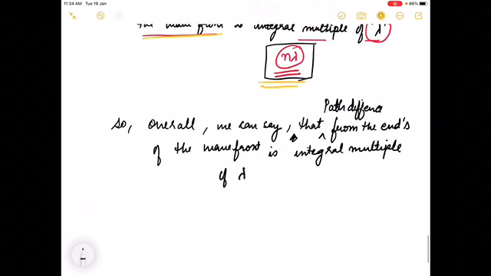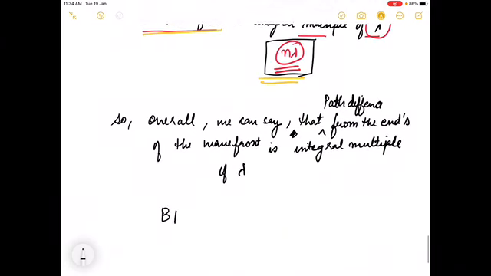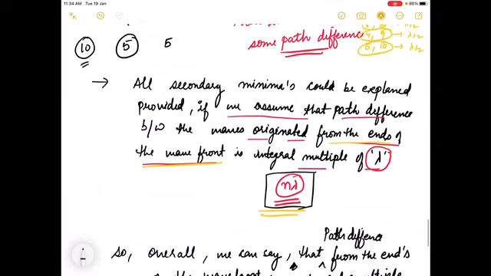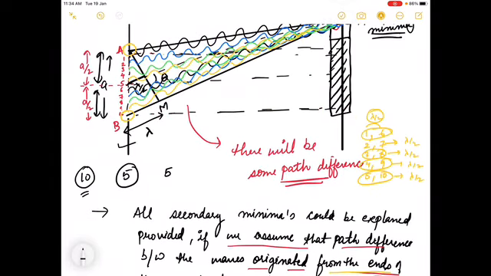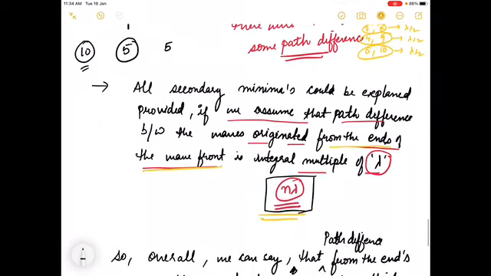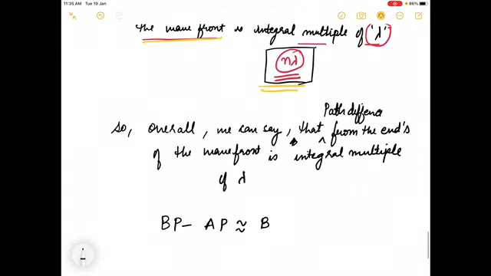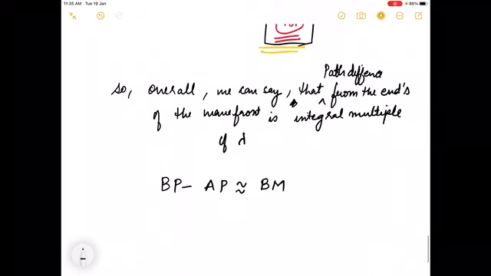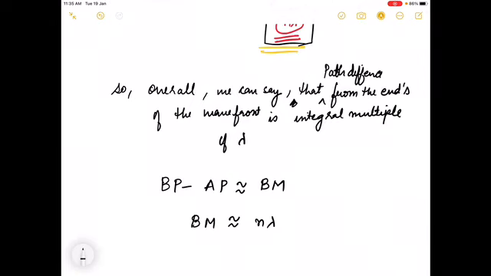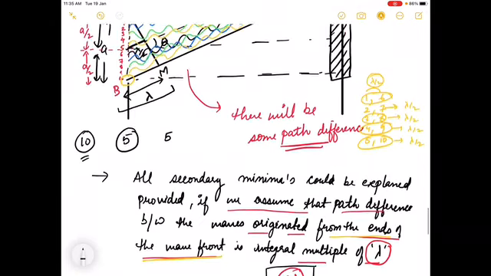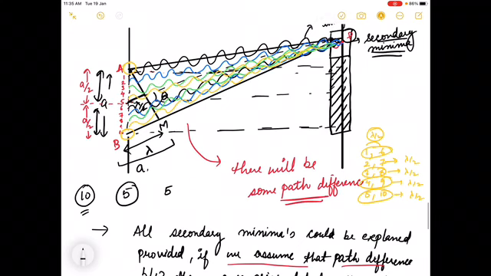Path difference is BP minus AP, and that will be approximately equal to your BM. Yes or no? It will be approximately equal to your BM, just like we did in Young's double slit. So BM will be approximately equal to n lambda. Again, your BM can also be written as a sin theta.